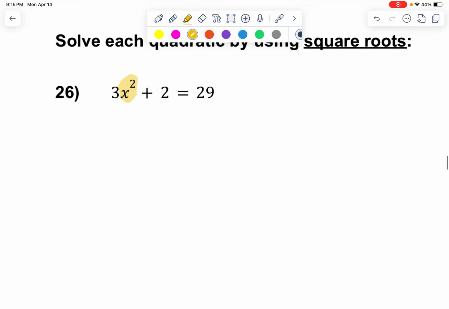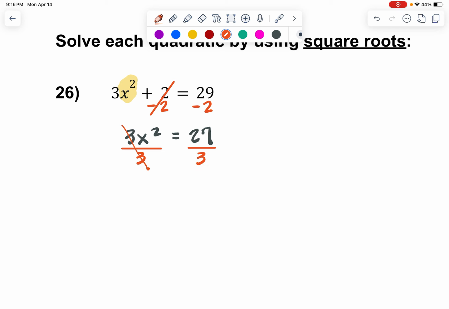Okay, so here we go. This one is pretty easy to get that x squared by itself, right? We're going to do the same moves that we would always do with solving an algebra equation. So we're going to subtract 2 from both sides, and that's going to leave us with 3x squared equals 27. We have to get the x squared by itself before we can do anything. So we've got to get rid of that 3 multiplier by dividing, and that's going to give us x squared equals 9.